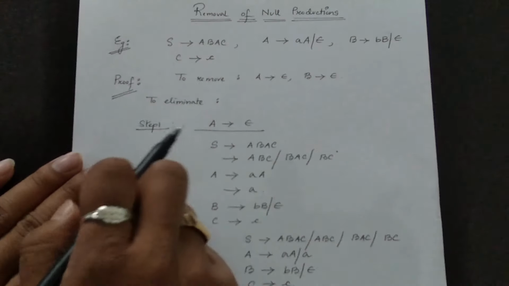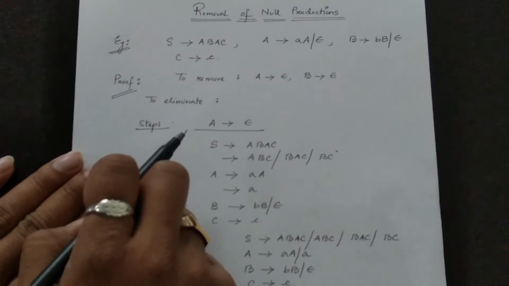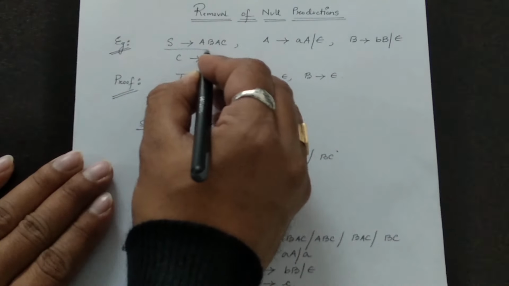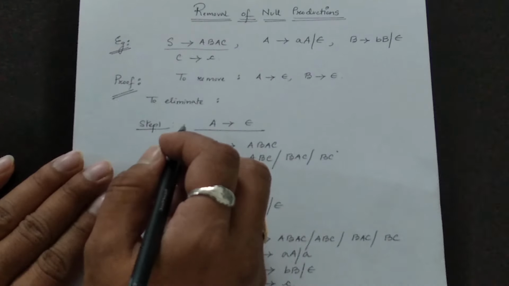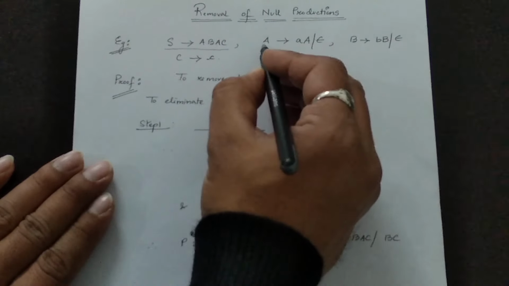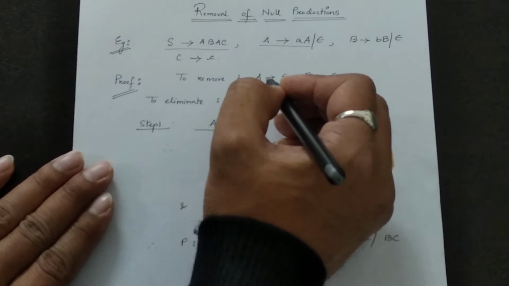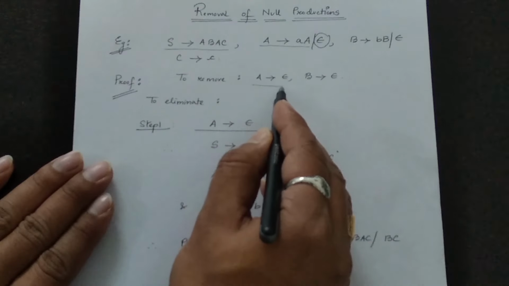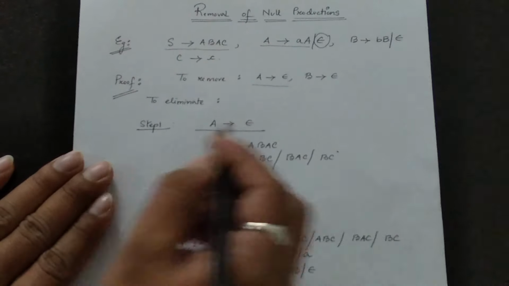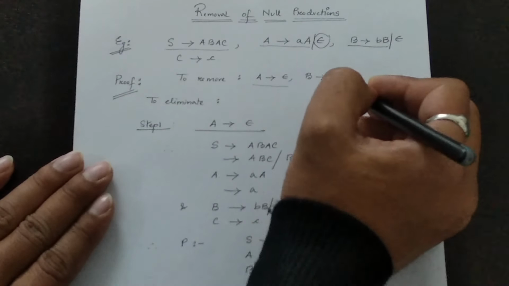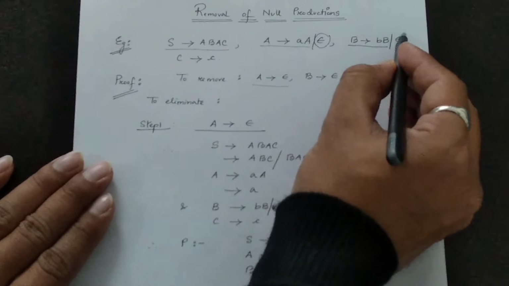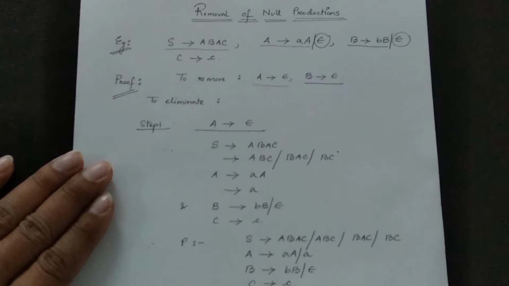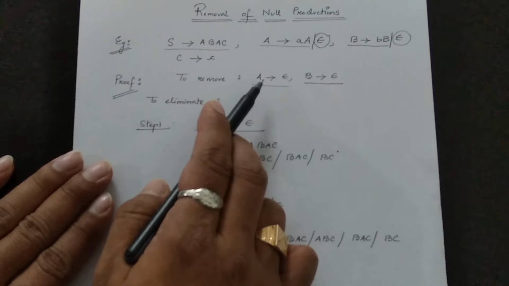As you can check, what is your aim? You have to find out whichever has null productions, that is, epsilon transitions. S tends to ABAC: this does not have any null production, so no need to check. A tends to small a: this also does not. But yes, this one has a null production, so I have written over here A tends to epsilon. I have to eliminate this. Then B tends to small b: this does not have any null production. But yes, for another one we have the null production, so I have written B tends to epsilon. So our sole aim is to eliminate this production and this one.